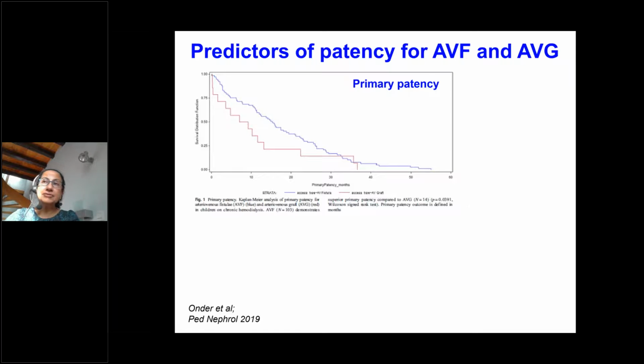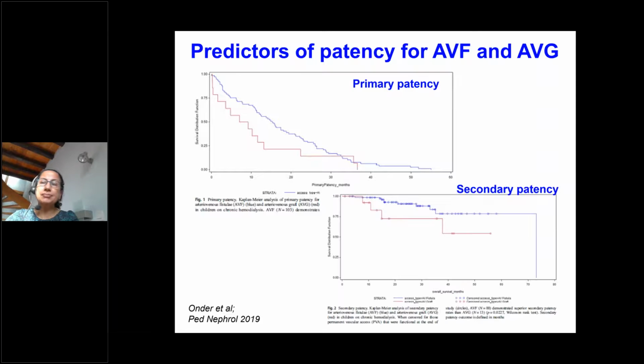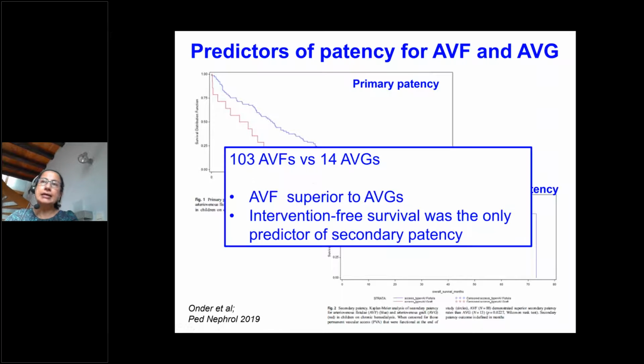The predictors of patency for fistulas and grafts, and the primary as well as secondary patency, was studied by this group from the Midwest in the US, and they saw that access patency in a combination of fistulas and grafts was clearly superior in the fistulas, and intervention-free survival was the only predictor of secondary patency.